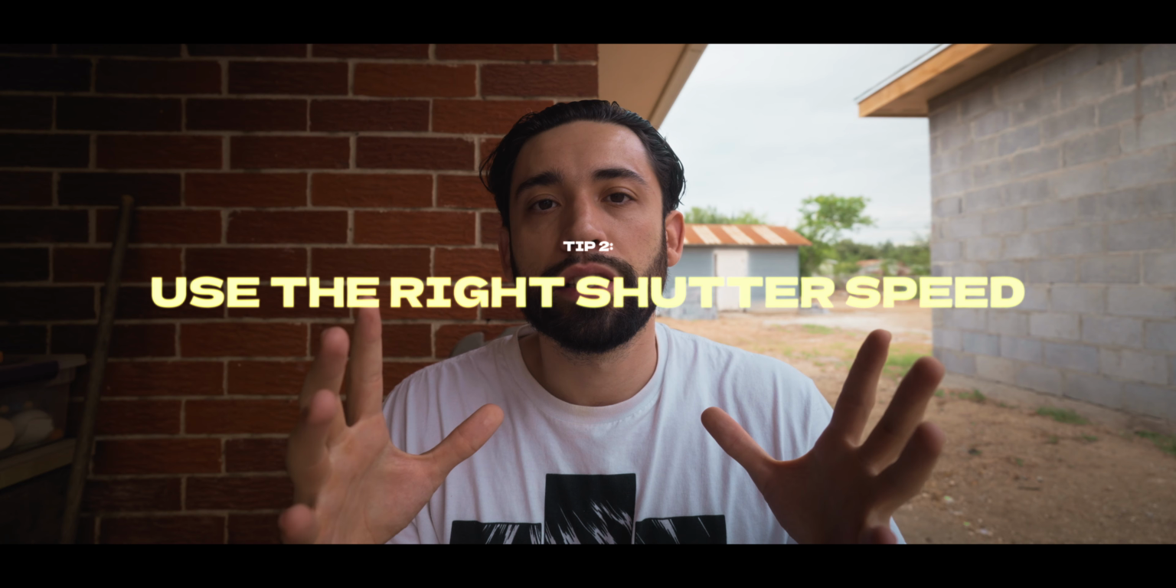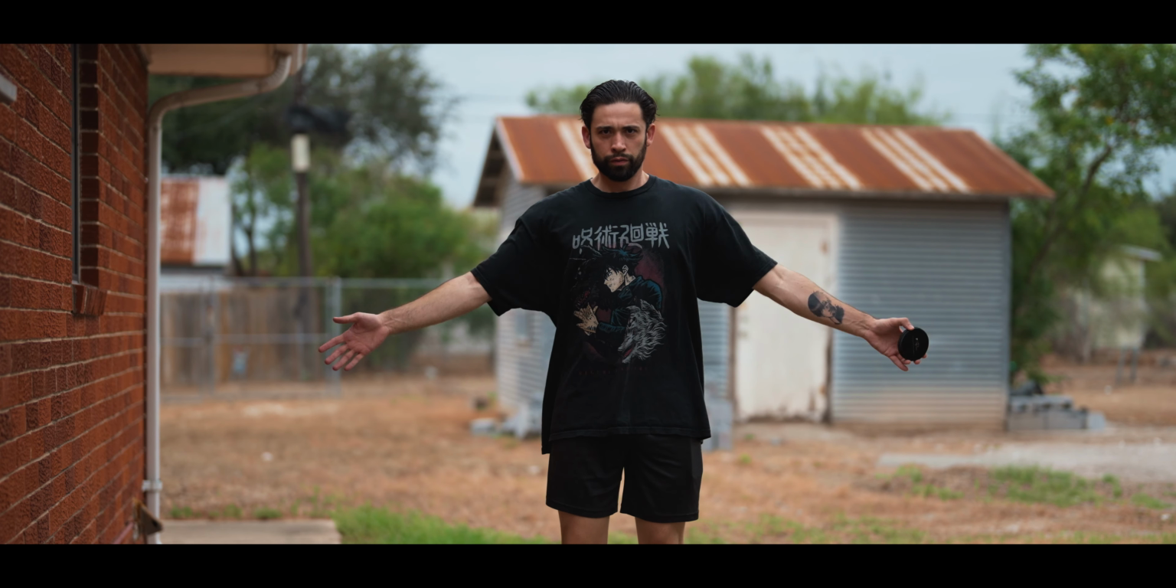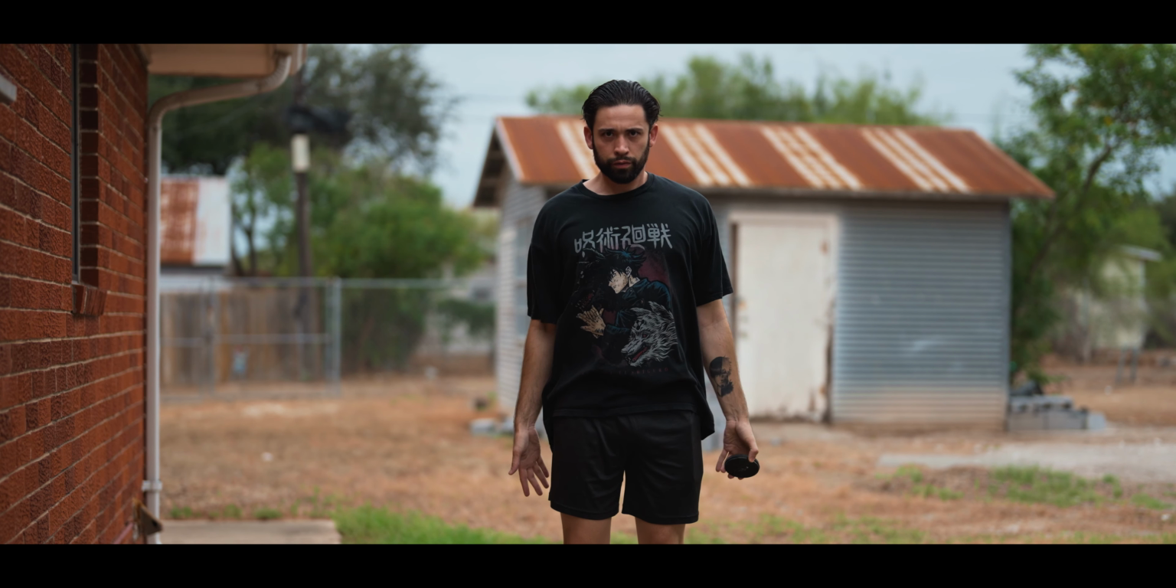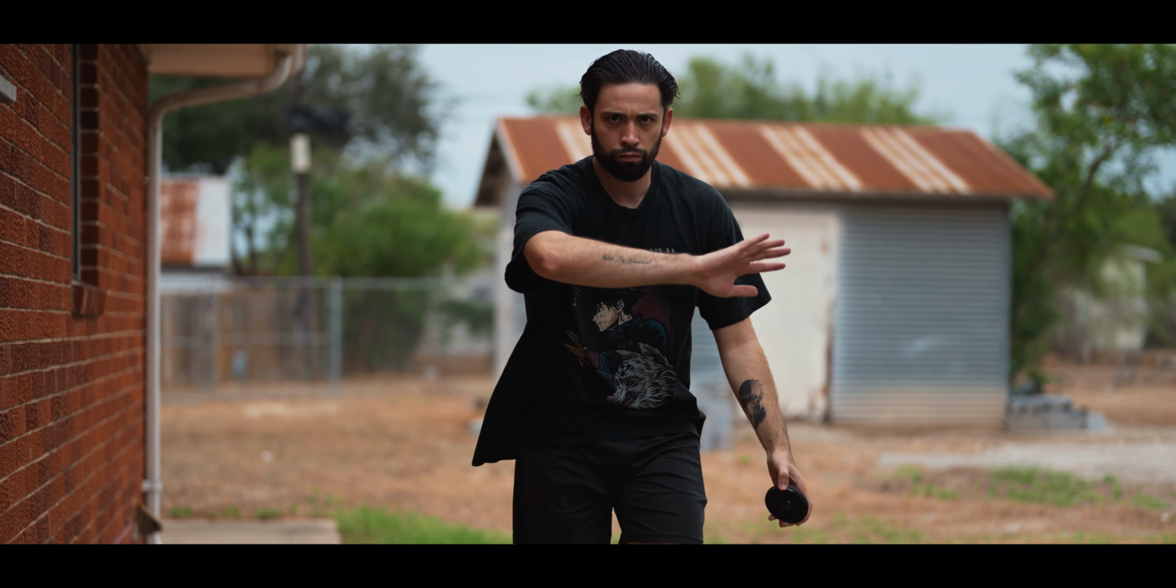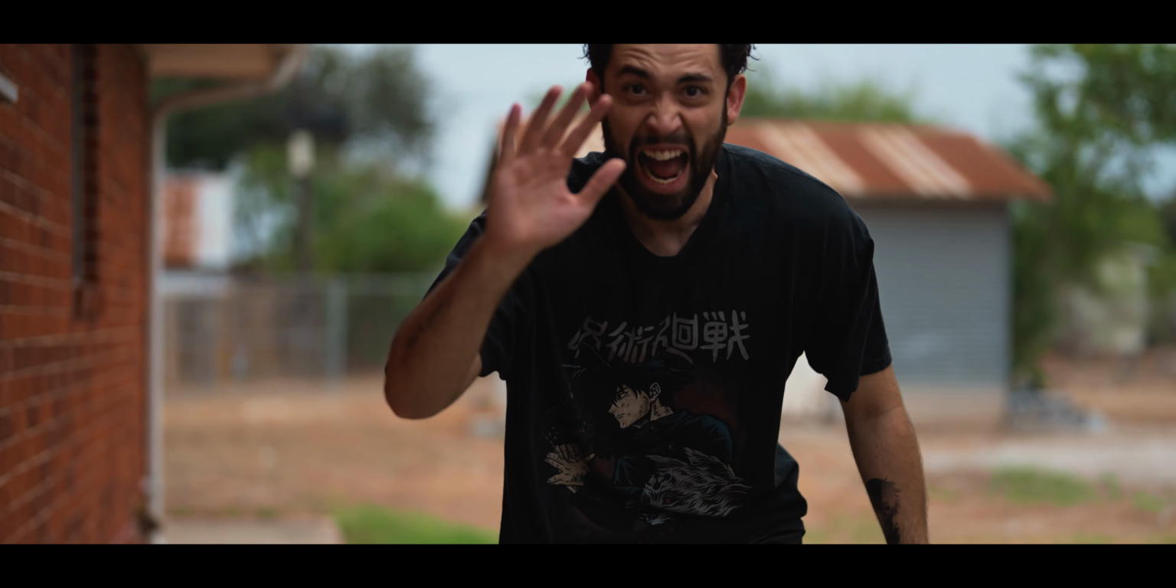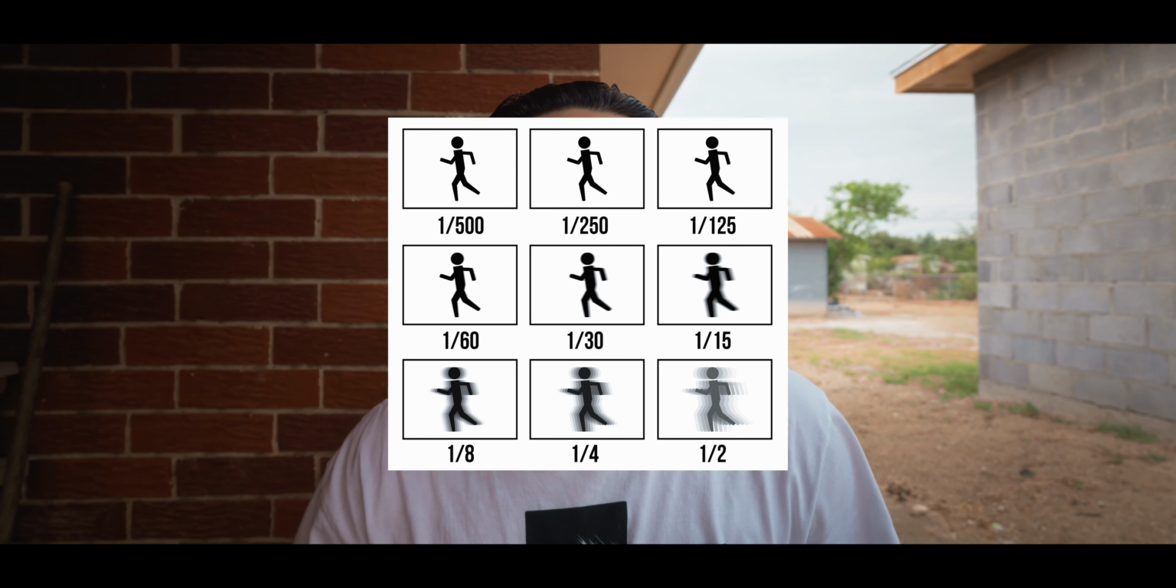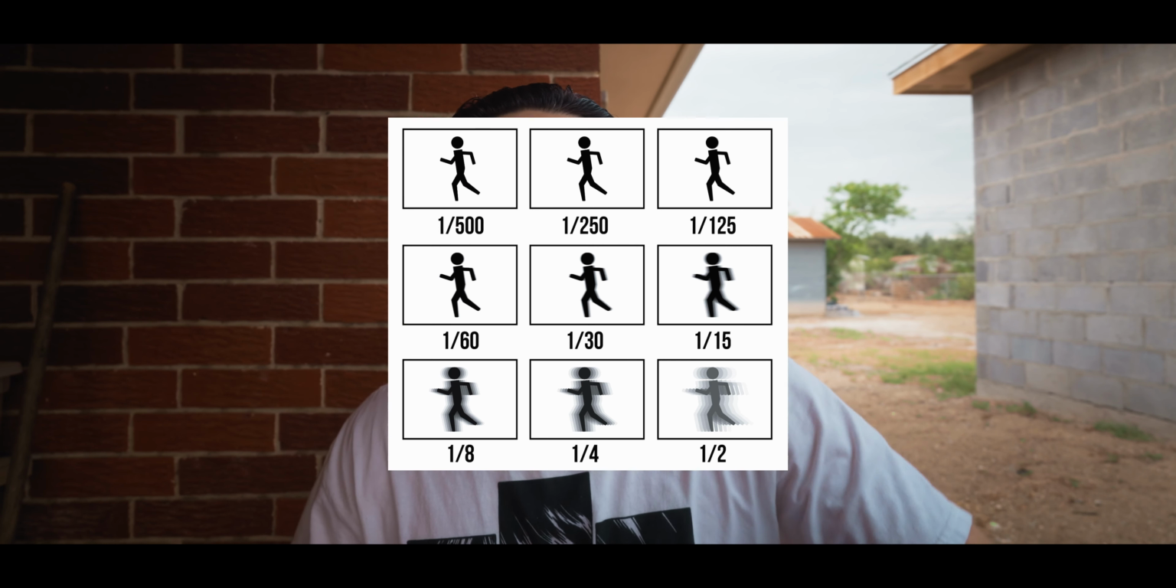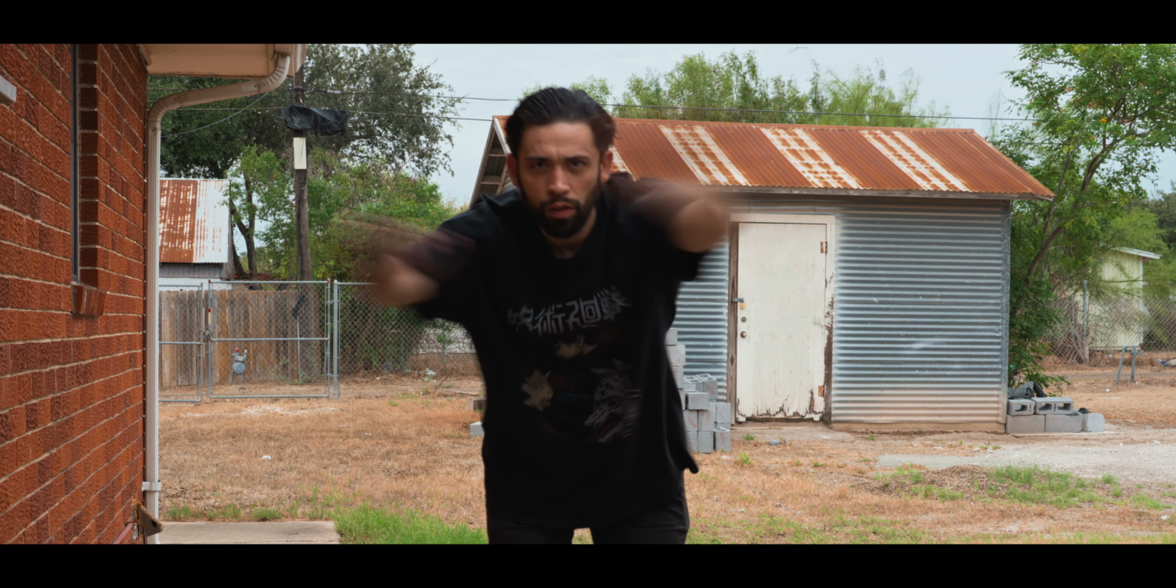The next tip is to use the right shutter speed. Why this is important is because if you don't use the right shutter speed, you're often gonna get unnatural motion blur. So if you go 1/1000, then when you do this, you're gonna get more of a choppy look, which is gonna hurt your eyes, and it's even gonna just not look natural. Whereas if you go lower of a shutter speed, so 1/10, you're gonna get way too much motion blur.